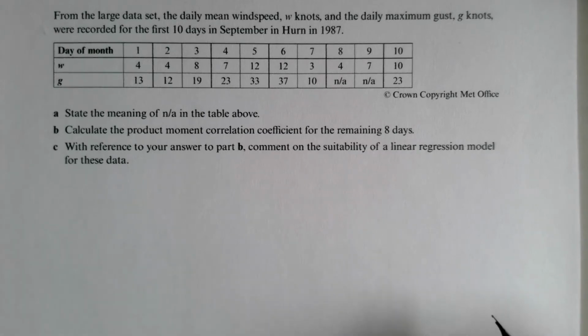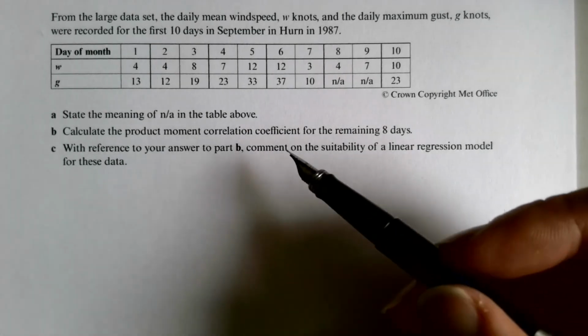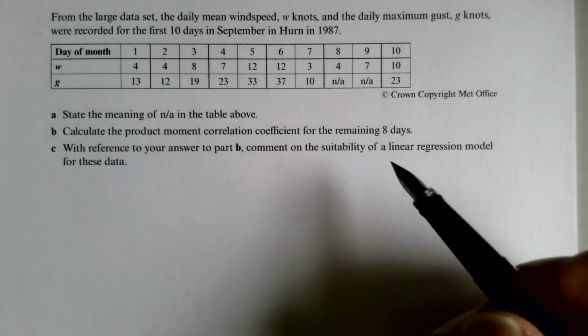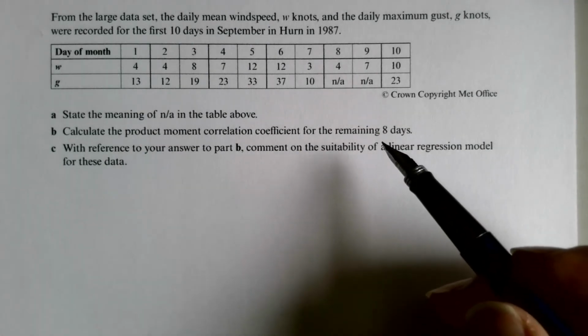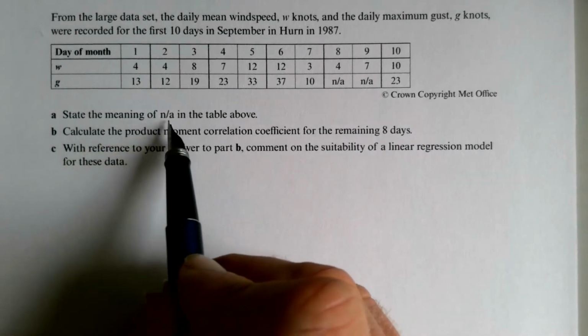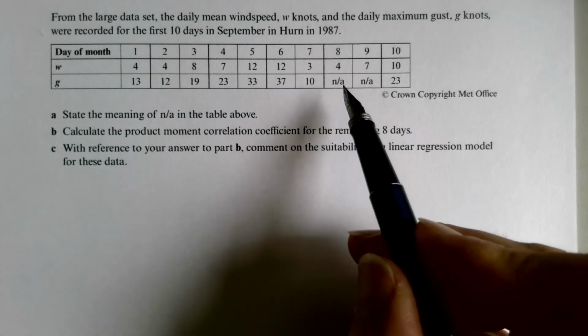The only key we're going to be doing here is a bit of calculator usage, so you may need to pause and rewind the video once or twice just to make sure you've got things, and let me know if you can't work out what's going on. Part A says state the meaning of n stroke A on there, so that's a really easy mark.